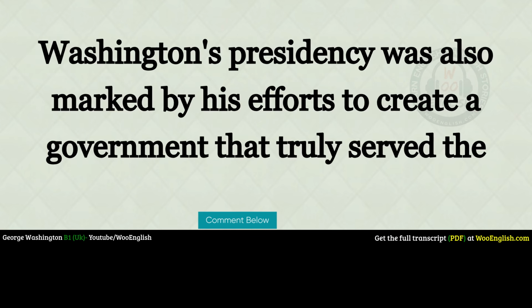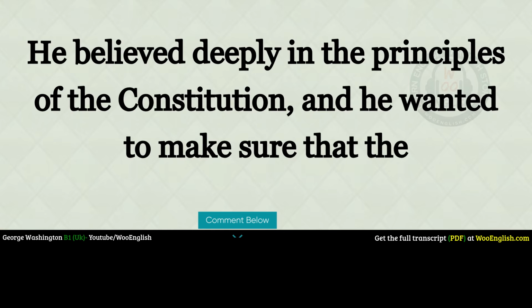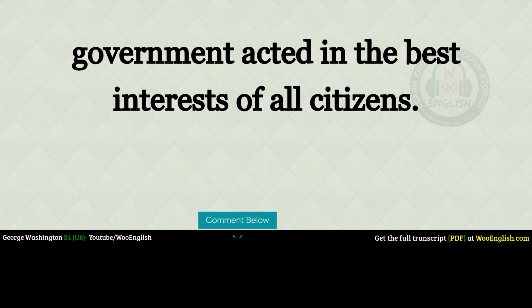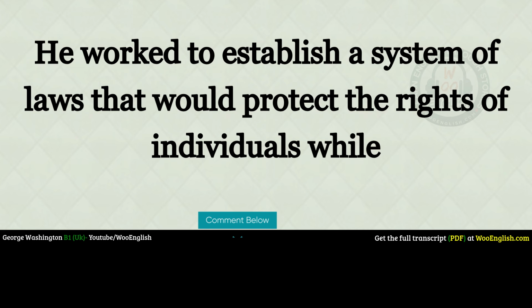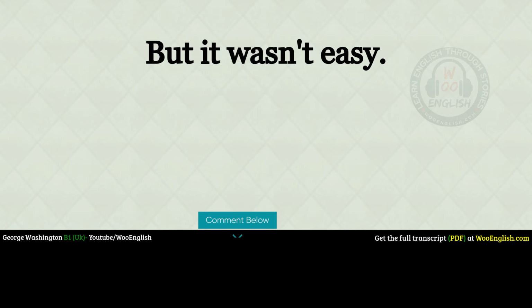Washington's presidency was also marked by his efforts to create a government that truly served the people. He believed deeply in the principles of the Constitution, and he wanted to make sure that the government acted in the best interests of all citizens. He worked to establish a system of laws that would protect the rights of individuals while maintaining order and stability in the country. But it wasn't easy.